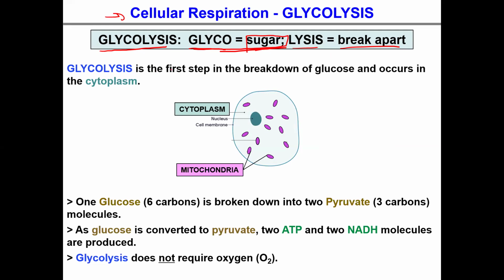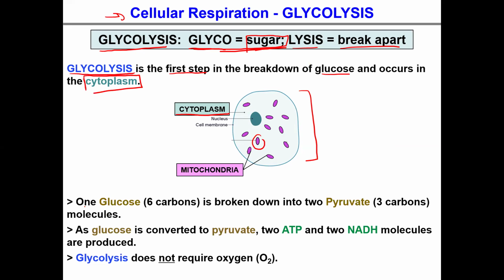So glycolysis is the first step in breaking down glucose, and this is going to happen in the cytoplasm. You can see this is our cell right over here. We know that the mitochondria is going to produce a lot of ATP. In this case, it's making its way to the mitochondria, but it's not there just yet. So the cytoplasm is where glycolysis is going to take place.